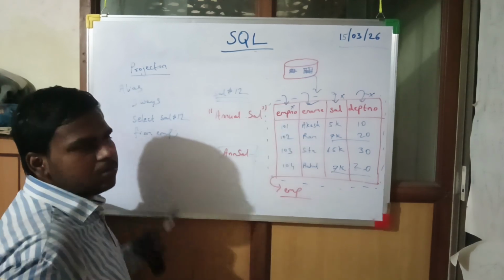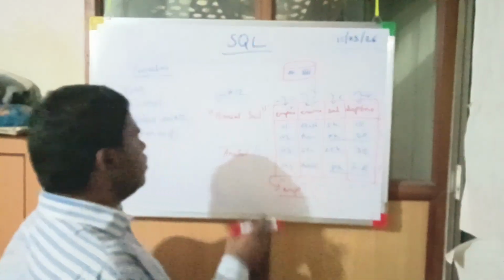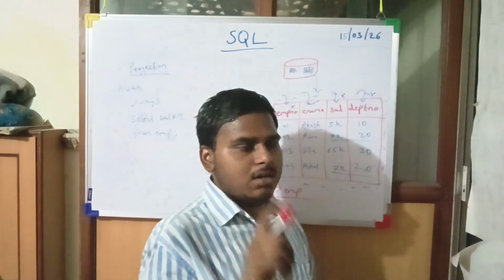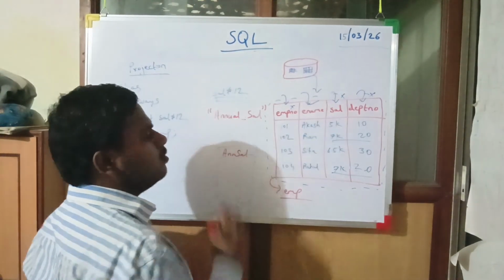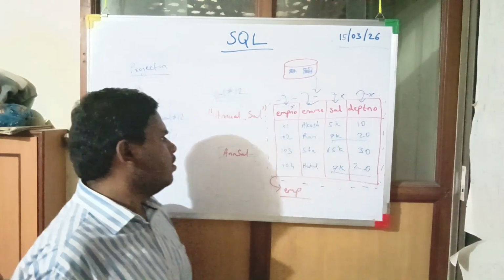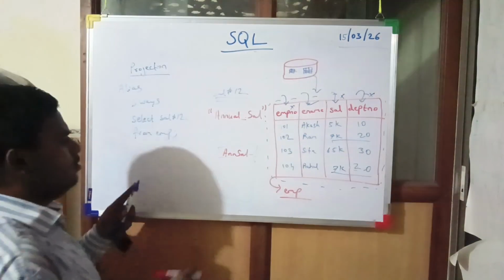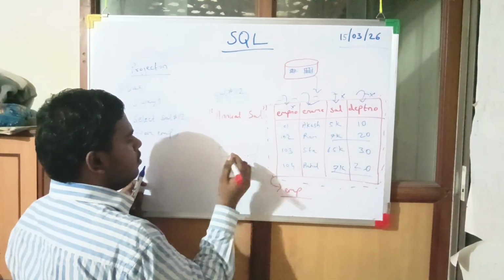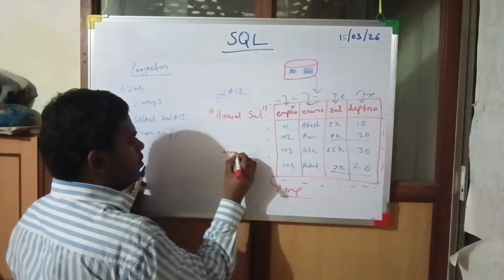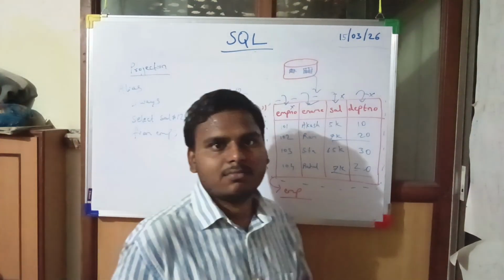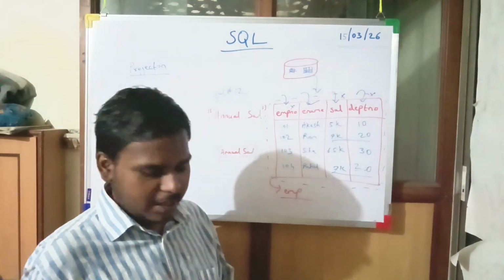use double quotes. In an alias, if you use double quotes, the words inside the double quotes will be treated as a single word. Even if you use underscore, it will be treated as a single word. So that is the role of alias. In the final output it will look like this. If you remove the underscore also, annual sal, you can understand it as annual salary. That's all about alias.